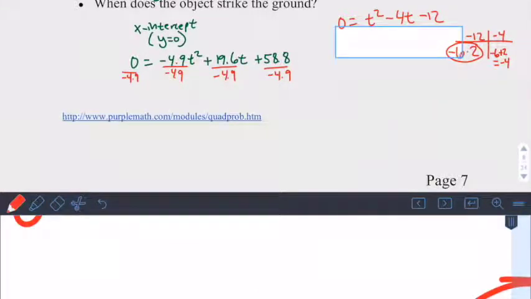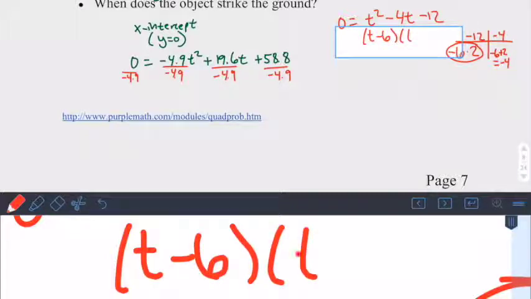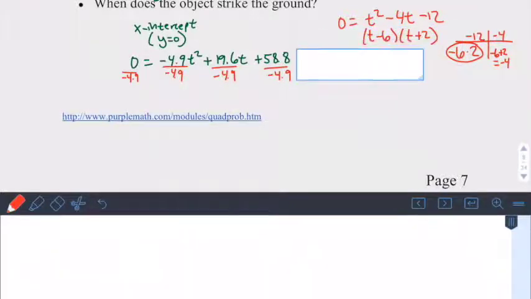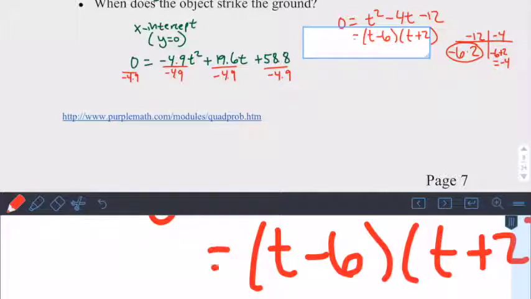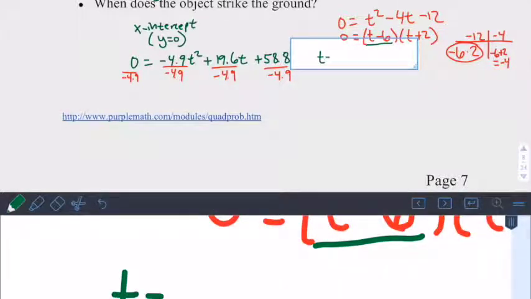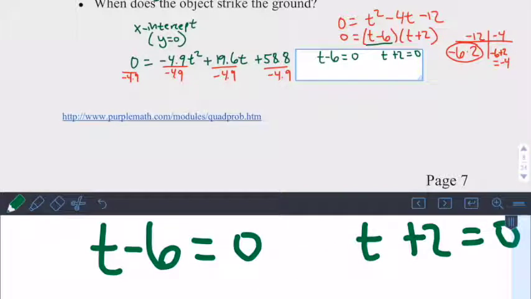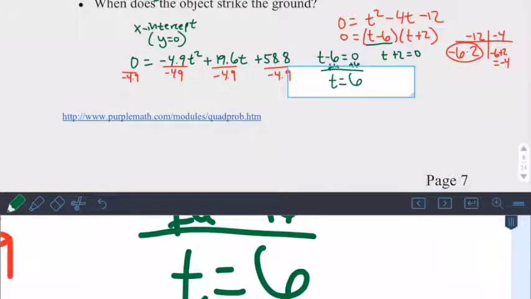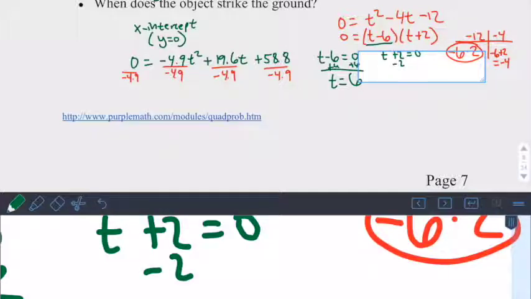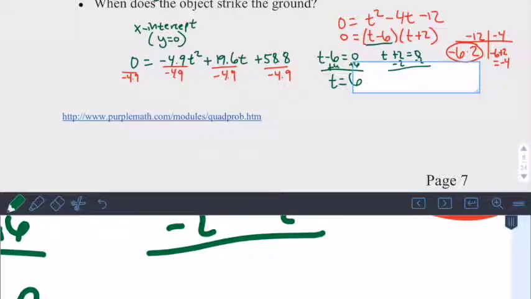So now I'm going to factor it as t minus 6 and t plus 2, and I'm going to set them both equal to 0 and solve using my zero product property. So t minus 6 equals 0 and t plus 2 equals 0. Let me solve them real quick. Plus 6, plus 6. t equals 6 seconds, and minus 2, minus 2. t equals negative 2 seconds.